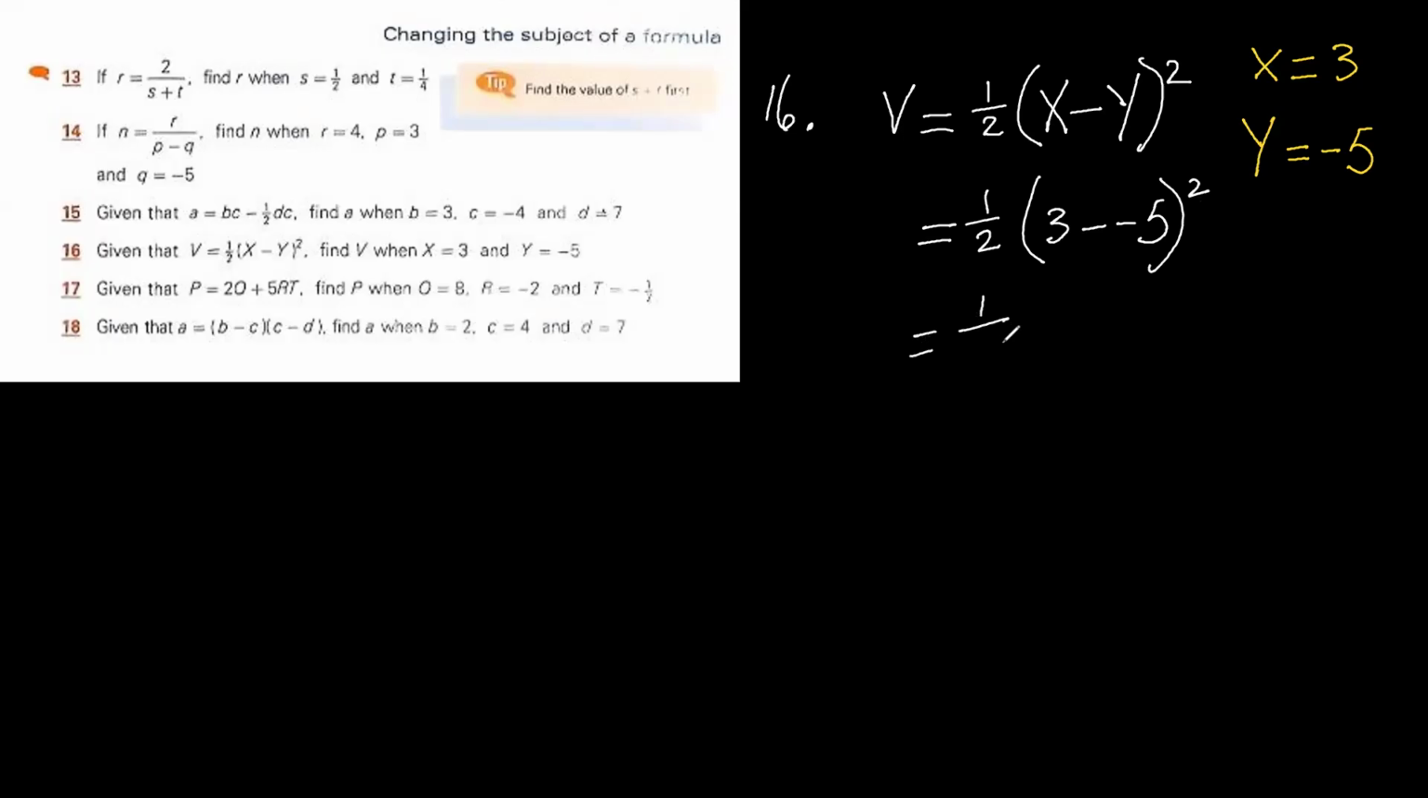Can somebody tell me what is 3 minus -5? How much? 8. That is 8. Thank you. It's 8, because these two negative signs become positive.